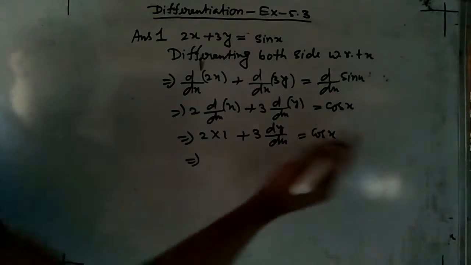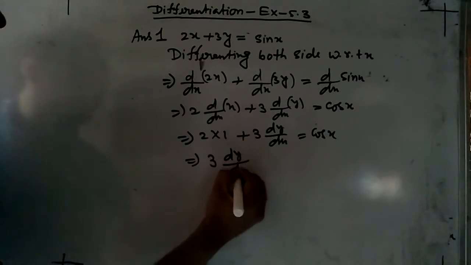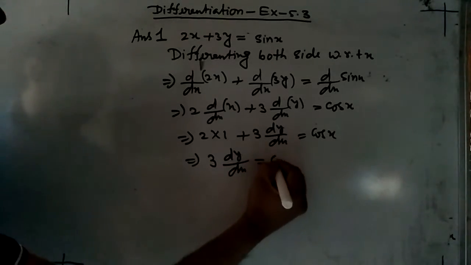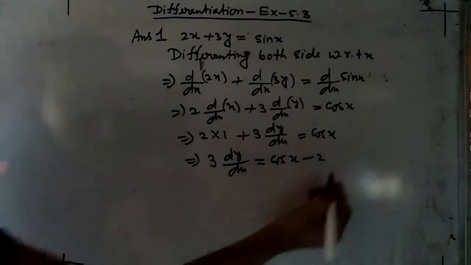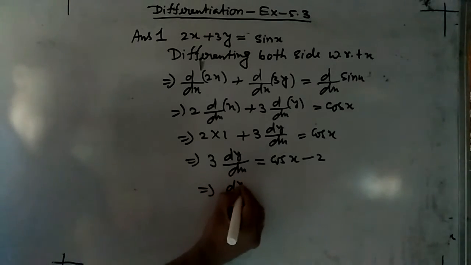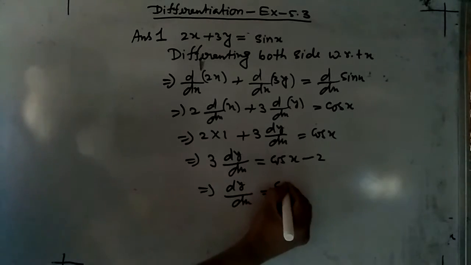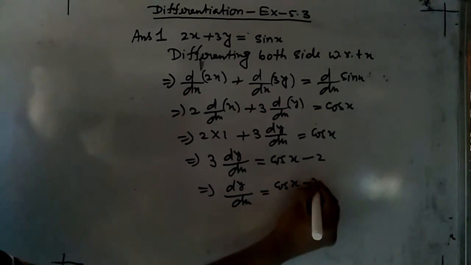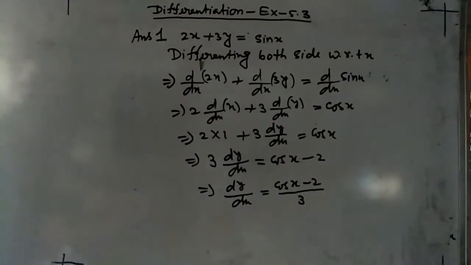Now we'll solve for dy by dx. So bring this to this side. 3 dy by dx equals cos x minus 2, right? Then dy by dx equals (cos x minus 2) upon 3. This is the answer.